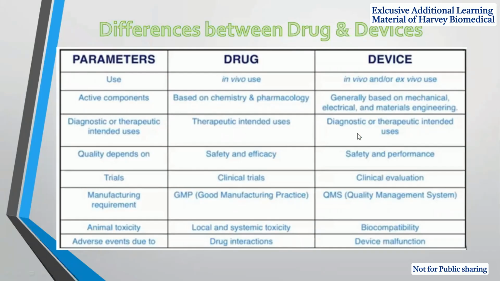But here, we use devices for diagnosis and also for therapeutic intended uses. Quality depends on safety and efficacy for drugs, and for devices it is safety and performance. Here, efficacy means, you might understand what efficacy is. If you got a fever and you go to the hospital, the doctor will prescribe medicines for 3 days, right? 72 hours. Why do they specifically give 3 days or 5 days? Do you know, or are you aware? All of you.